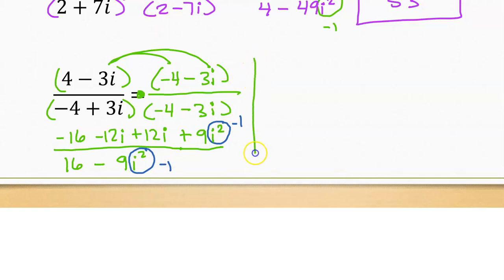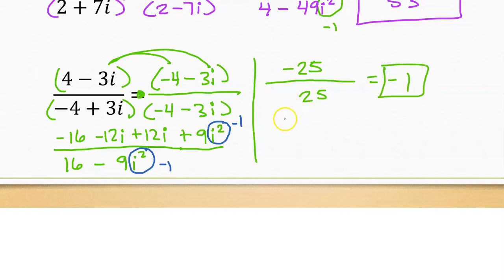So therefore, on the next step, well, the negative 12i and the positive 12i cancel each other out. So those are gone. The negative 1 makes this a negative 9. So I have negative 9 and negative 16. So that's going to be negative 25. And this negative 1 makes this a positive 9. So this is really 16 plus 9, which is 25. Okay, so that means that this is really just negative 1.